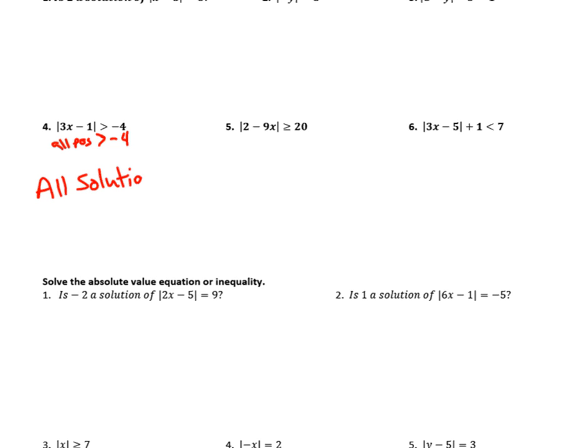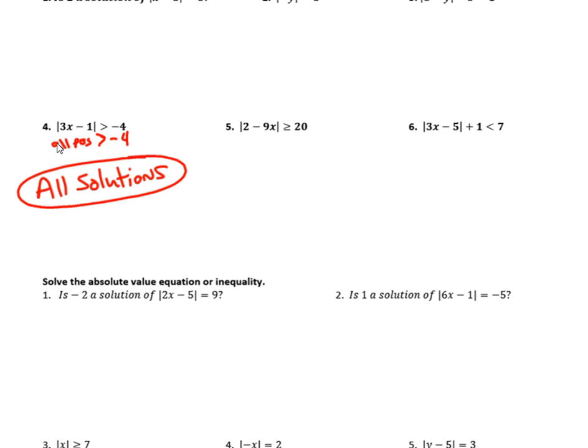Okay, and so when we're paying attention, we can't just blindly say that there's a negative at the end, so it's no solution. That doesn't always happen with inequalities, because every single number would be bigger than negative 4 if I put absolute value around it. Okay, so I got to make sure that we're paying attention with these inequalities.